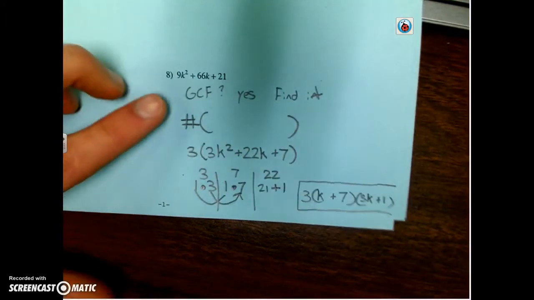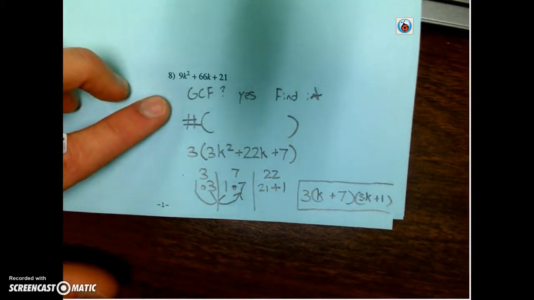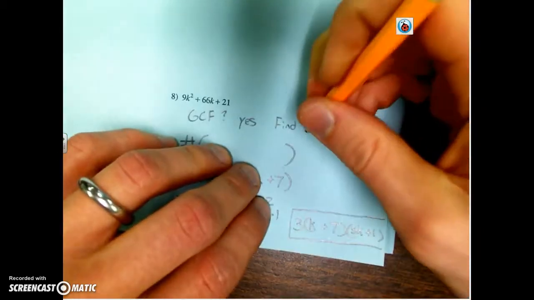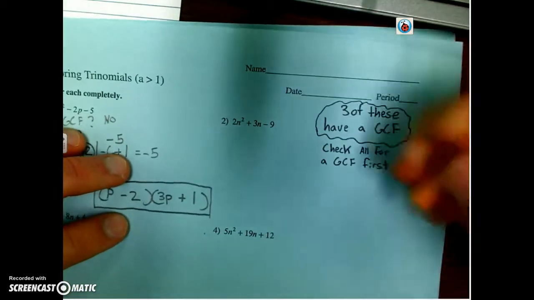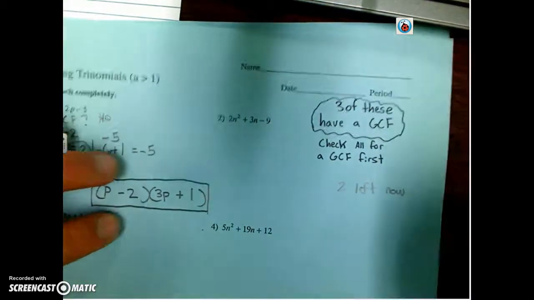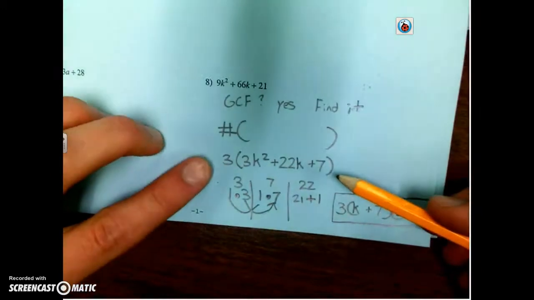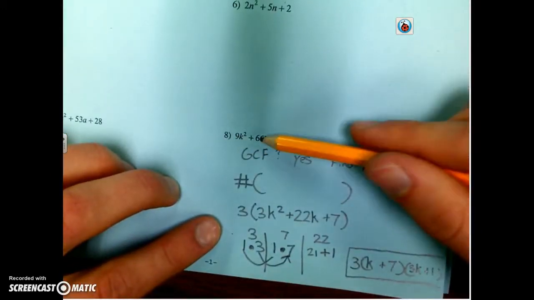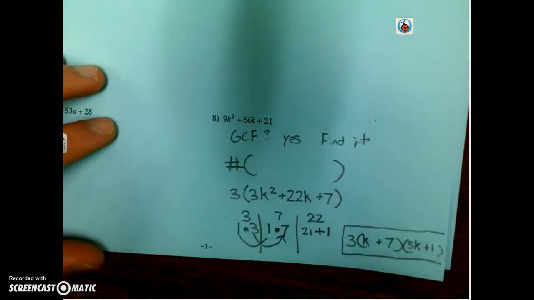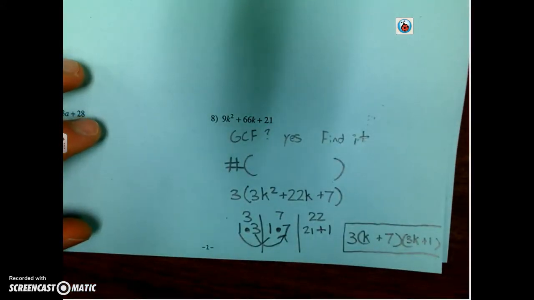So this one had a GCF. We found one of them, so that means there's 2 left over. Always check first. Always check first, because if we wouldn't have found our GCF on this one, we would have been dealing with too large of numbers, and our answer would also have not been all the way simplified. So always look for that greatest common factor first.